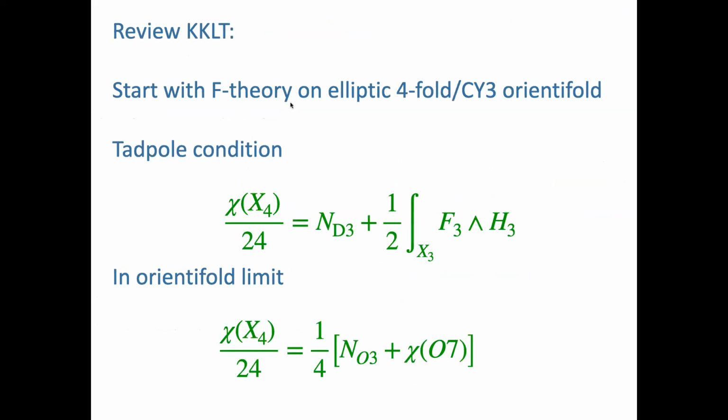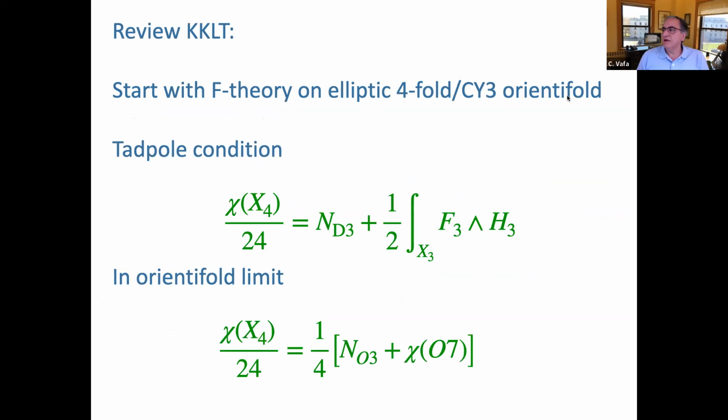So start with F theory on an elliptic fourfold, which is equivalent to a Calabi-Yau threefold with orientifold action. In this context, there's a tadpole condition which fixes the Euler characteristic of the Calabi-Yau fourfold, chi of X4 divided by 24, to be given by the number of D3 branes that you need to put, plus the amount of flux, given by the Ramond flux F3 wedged with the Neveu-Schwarz flux H3, integrated over the Calabi-Yau. In the orientifold limit, the Euler characteristic can also be related to the number of O3 planes plus the Euler characteristic of the O7 planes. So you can formulate this whole equation purely in the orientifold description, or this is the fancier version in the F theory language.